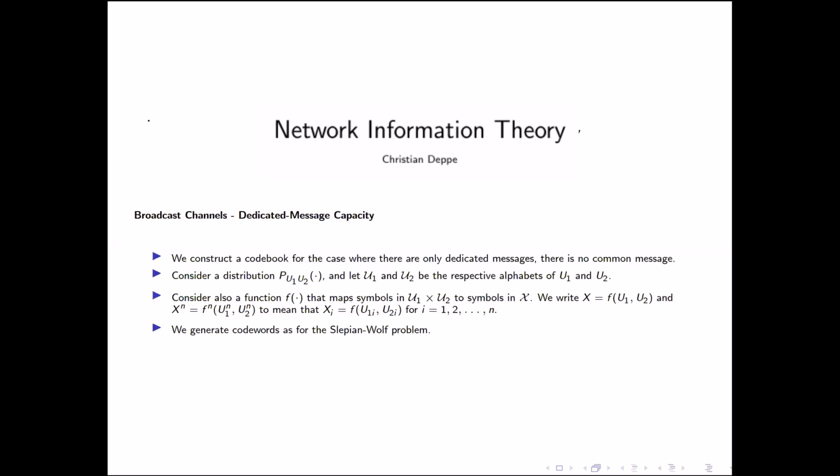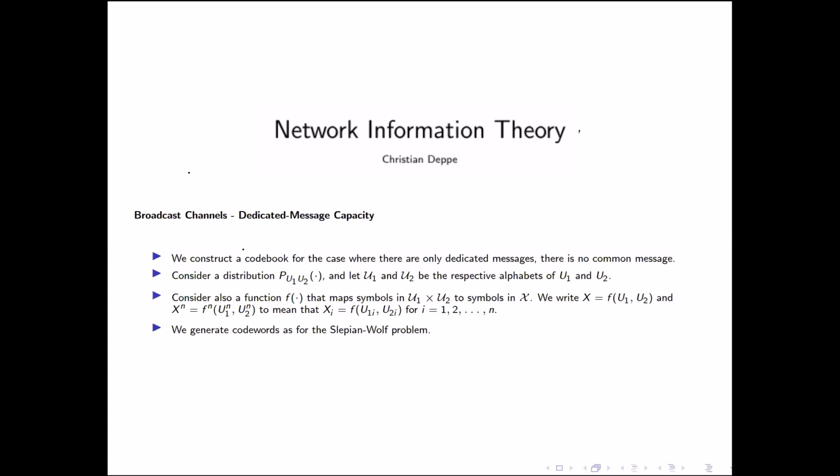Now we come to the next case. Now we assume that the sender only wants to send dedicated messages to the two receivers. So no common messages, only we have R1 and R2. And we construct a codebook for the case where there are only dedicated messages, as I told you.